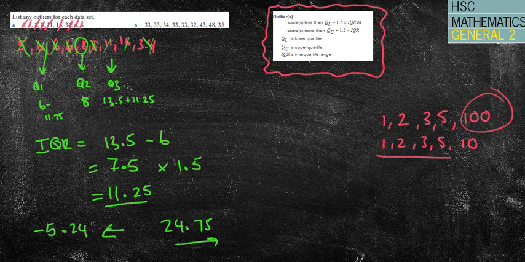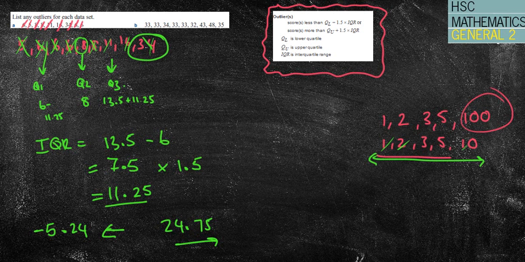So basically, in order for my score to have an outlier, the score needs to be less than negative 5.25, or it needs to be greater than 24.75. So I look at my scores. We have one score, which is 34, which is greater than 24.75. So it is an outlier for that set of numbers. Let's just have a quick look at this one here. Was 10 an outlier? Let's have a quick look.